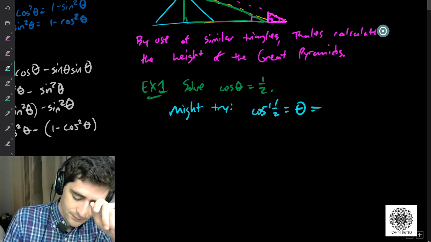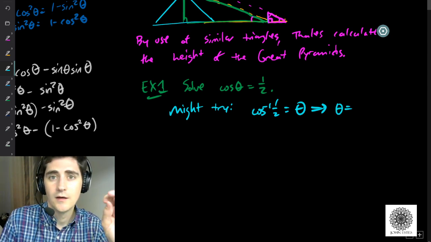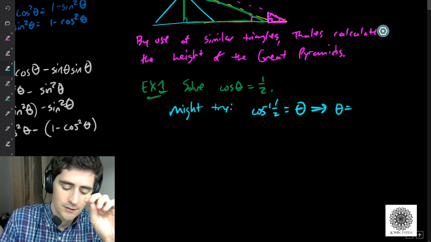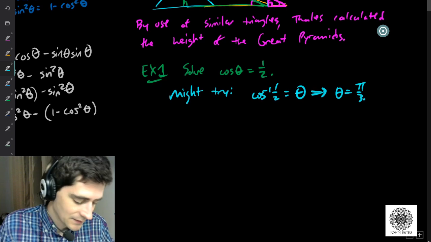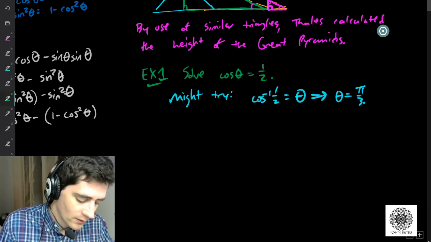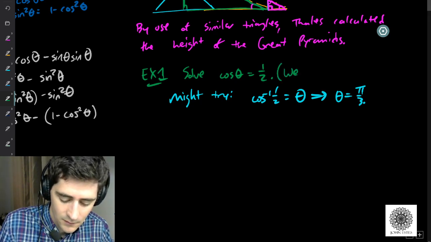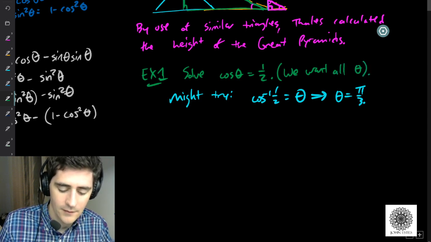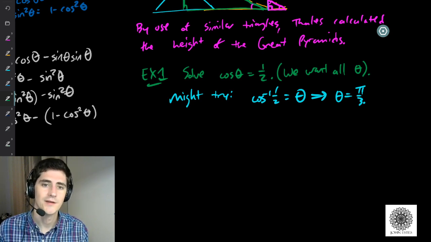So this would tell me that theta would be the first quadrant angle that gives you 1/2 for cosine, which is pi over 3. Okay, but what this doesn't tell me is I want all angles that do this. So we want all theta that do this. And pi over 3 is the correct answer, but it's not the only one.